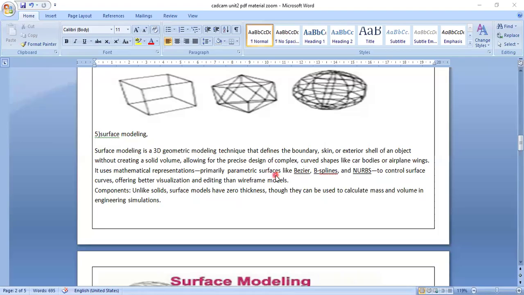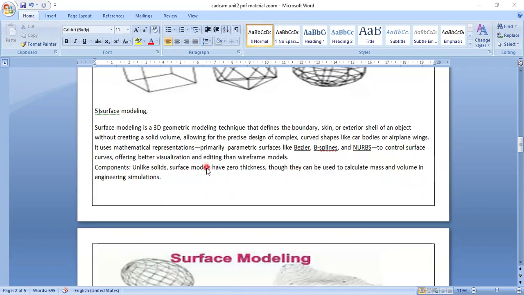So, next, fifth question: surface modeling. Explain about the surface modeling. What is happening in the surface modeling here? Surface modeling is a 3D technique. So this is the surface modeling.